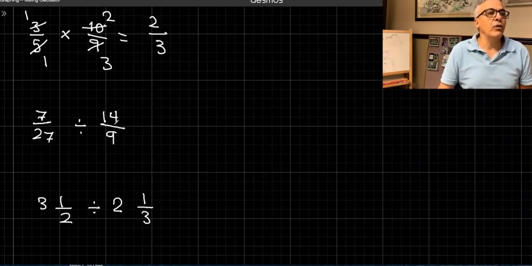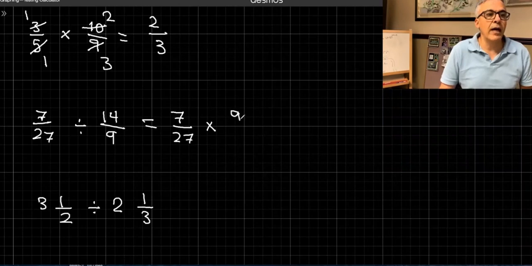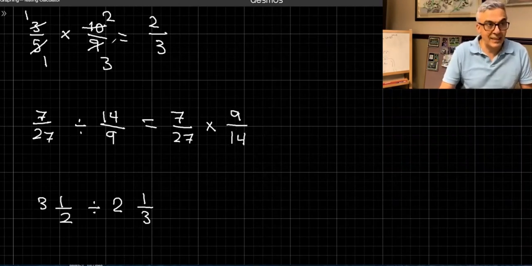Next thing, when we're dividing. So when we're dividing, we cannot divide till we do this. We go 7 over 27. We change the division to multiplication, and we flip this. So if this is 14 over 9, we make it 9 over 14. And now it becomes exactly like this.